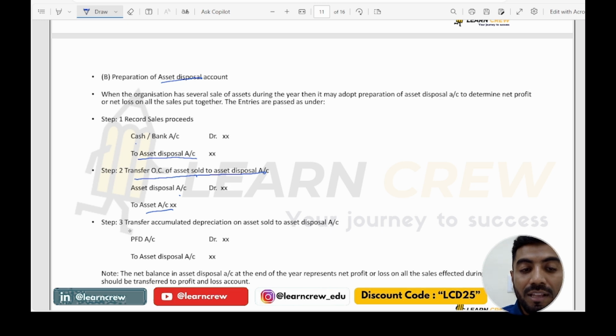Then after that, you also need to transfer the depreciation amount. Whatever the depreciation is, that also has to be transferred. Then we'll get the profit on sales. Then transfer accumulated depreciation on assets sold to the asset disposal account. The provision for depreciation will have a credit balance, so transfer whatever relates to that particular asset, debiting it and crediting the asset disposal account. Then the net balance in the asset disposal account at the end of the year represents the net profit or loss. Okay. Done.